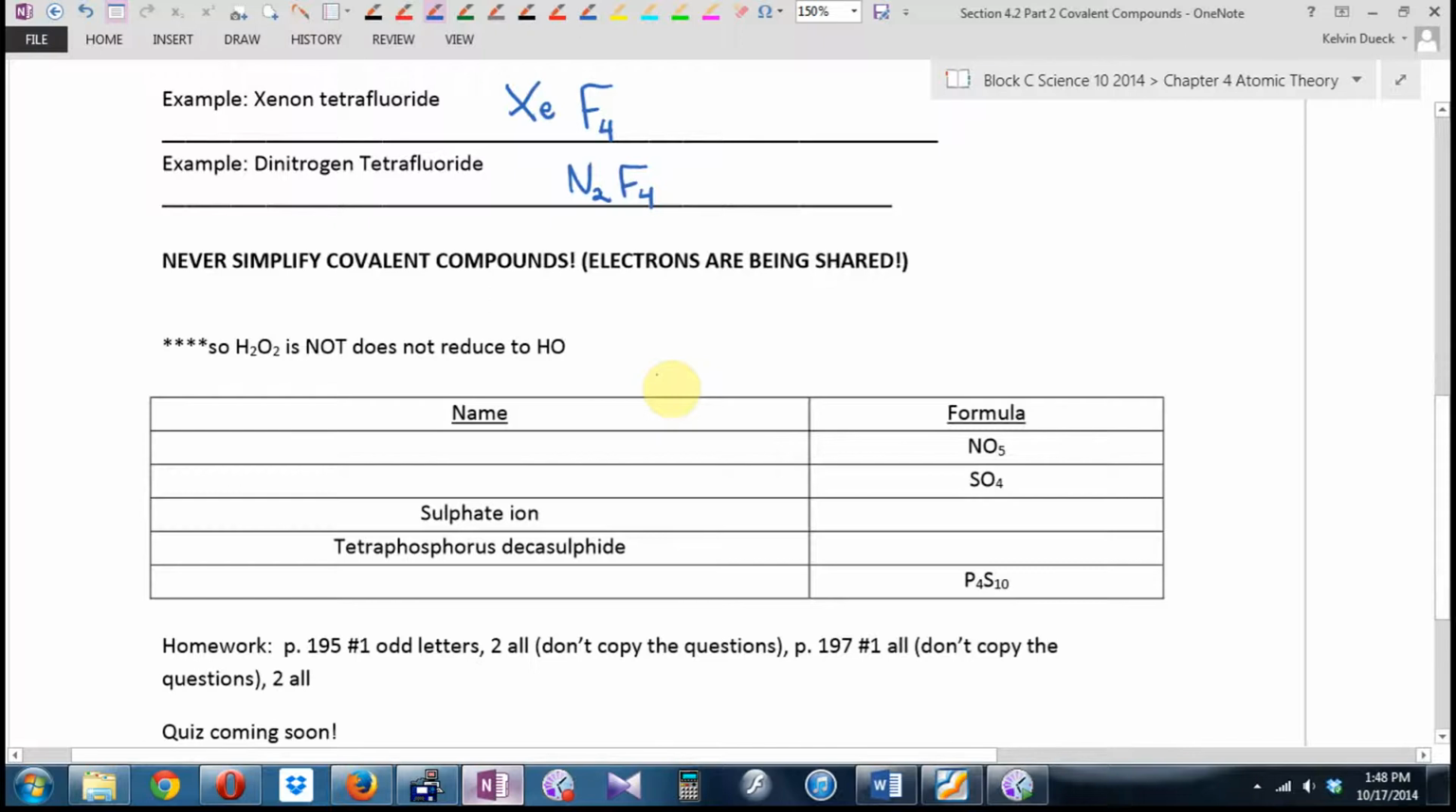So, you ready? We're going to go from name to formula and from formula to name. So here's the formula: NO5. Ionic or covalent, and how do you know?